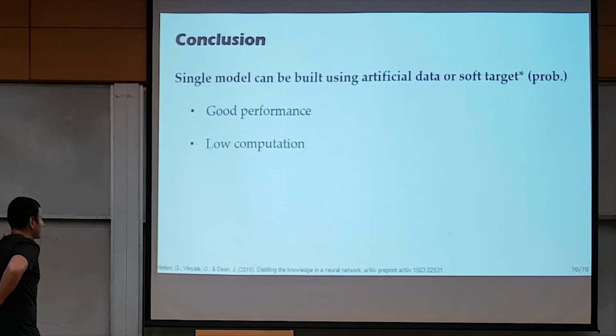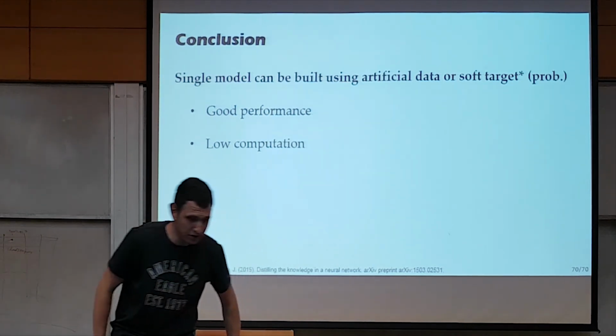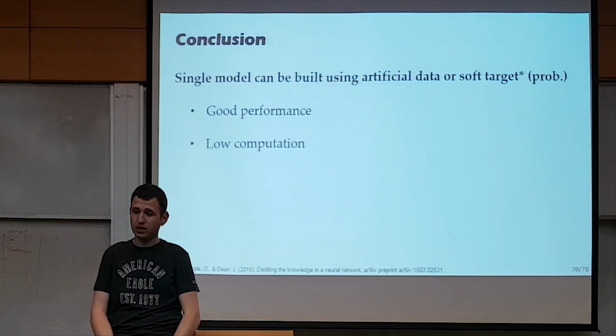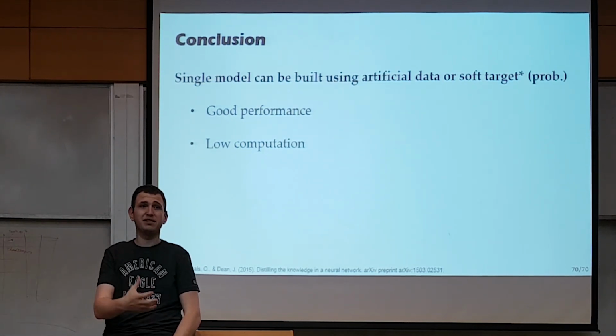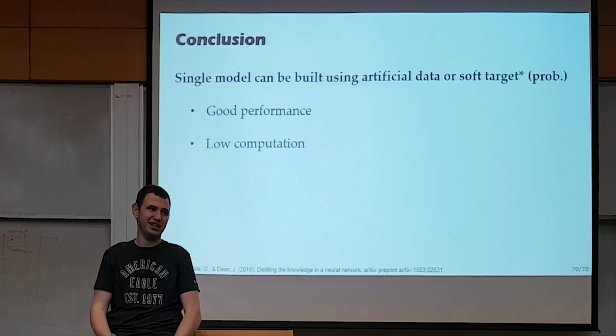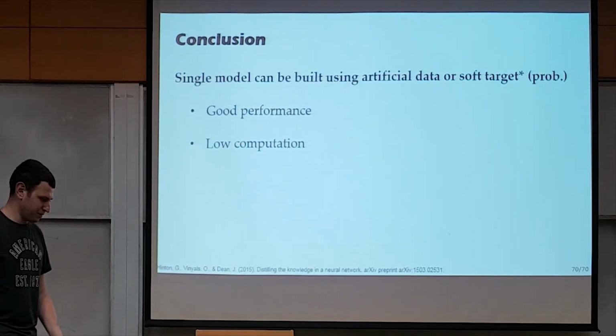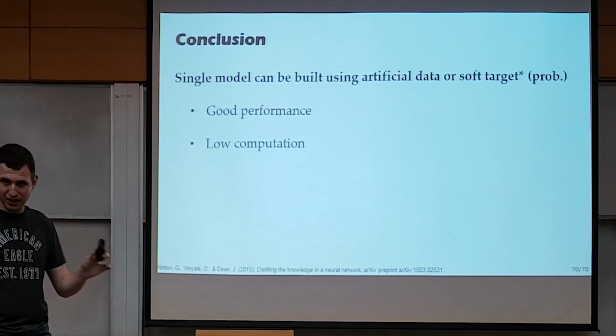Great. So a single model can be built using artificial data or soft targets, and it gives us very good performance and low computation. It's connected to what we talked about before regarding computation and hardware for deep learning algorithms. We prefer an algorithm that achieves better results with less power than using more powerful hardware, because we have the limitation we talked about before when we use embedded devices, mobile devices, drones. Okay, so now we're done. Thank you.